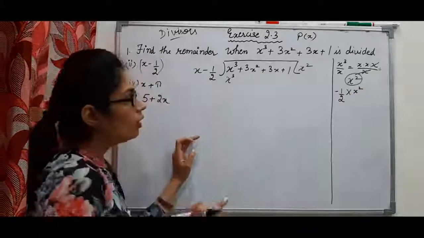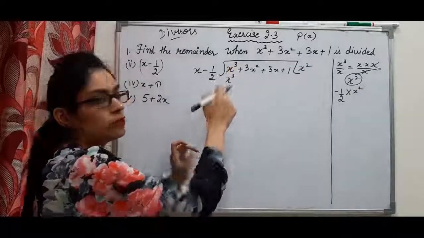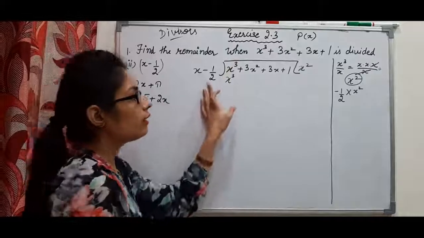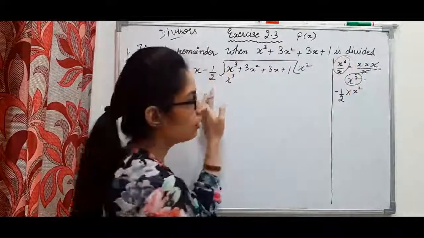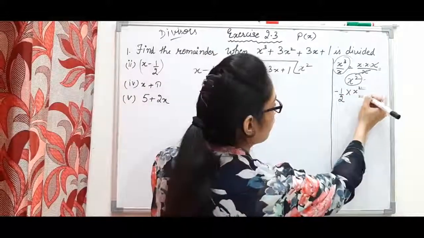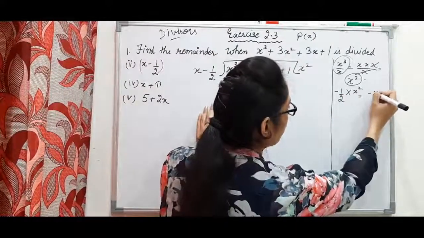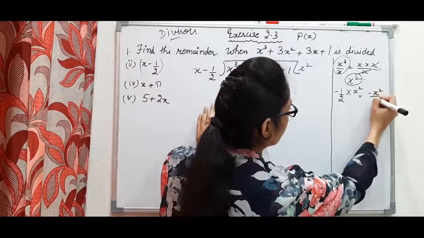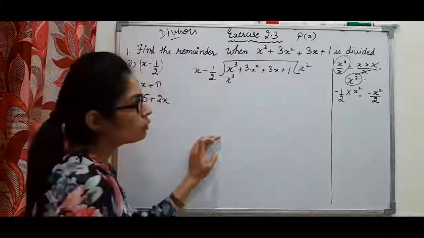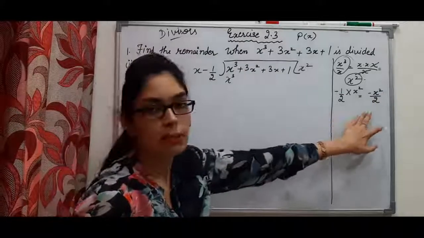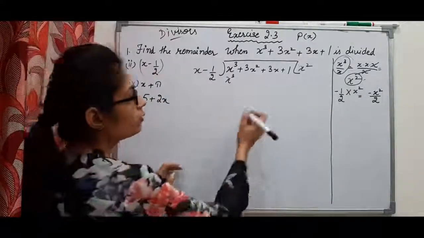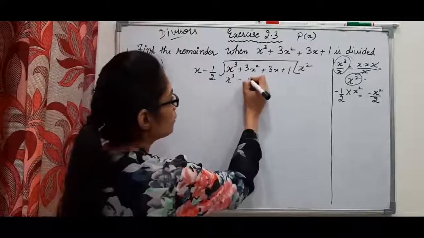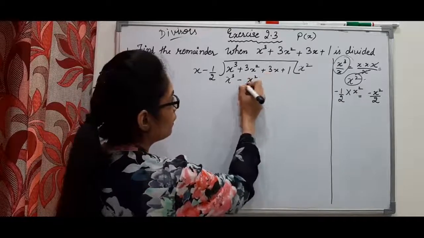See, first term with first term you have to divide, and this second term you have to multiply with the answer of this division. So minus 1 by 2 into x square, it will be minus 1 into x square, it will be minus x square by 2. Now you have to see the term which has variable x square. So the second term, it has variable x square. So write it down here, minus x square by 2.